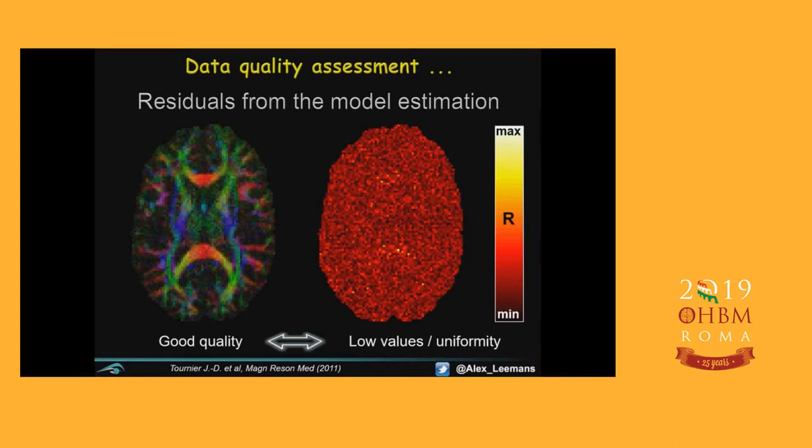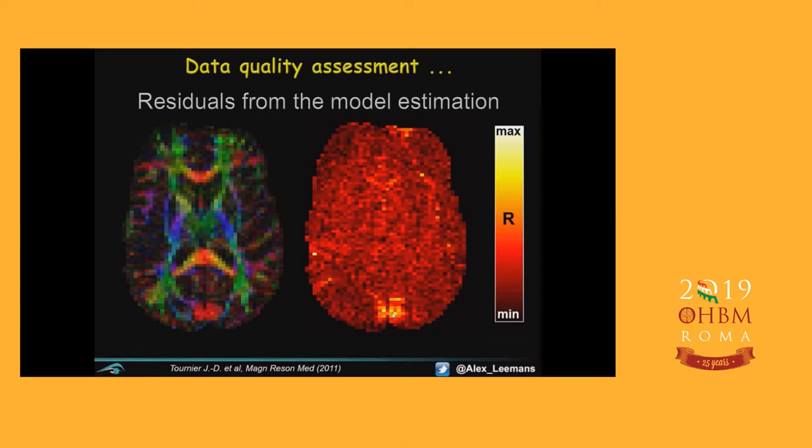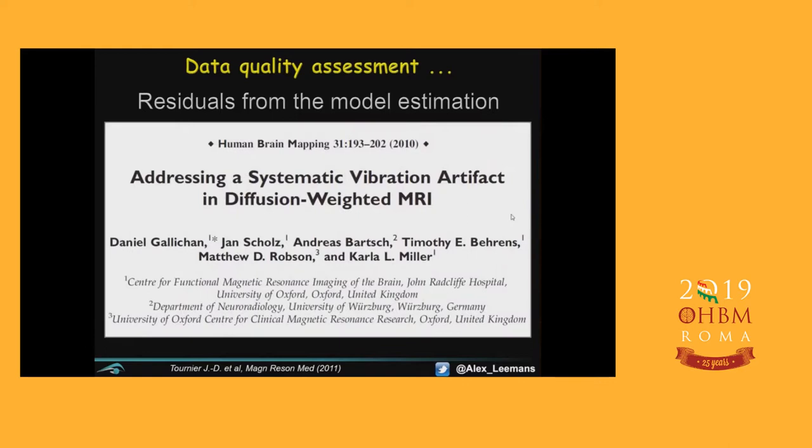So let's go back to this one, where we have this blob here. How would the residual map look? Well, there you go. You see this light bulb effect. You clearly see an area here where it's quite high. In this case, it was a vibration artifact causing this pseudo high anisotropic region showing left-right connections. To correct for that, I'll refer to a nice paper from the FMRIB lab by Karla Miller, basically including a covariate to take into account this vibration artifact.